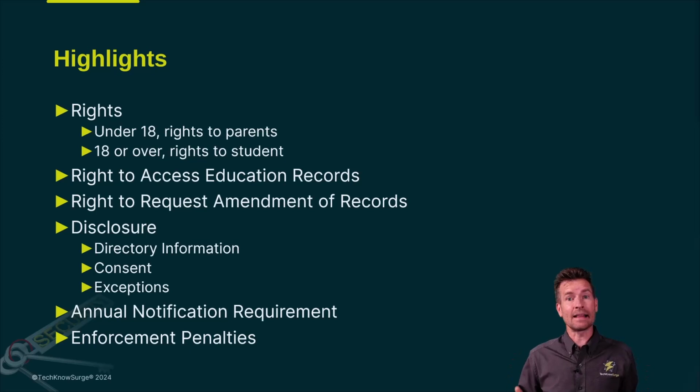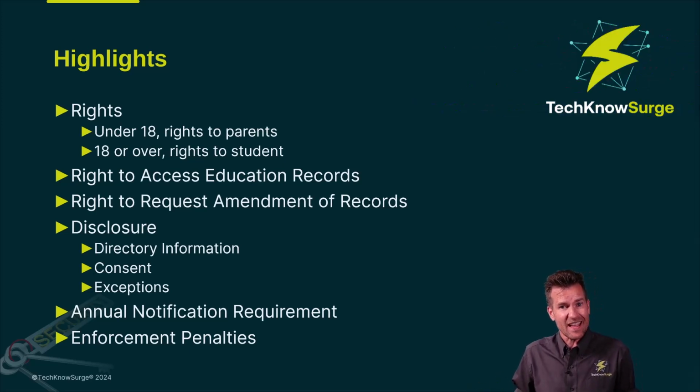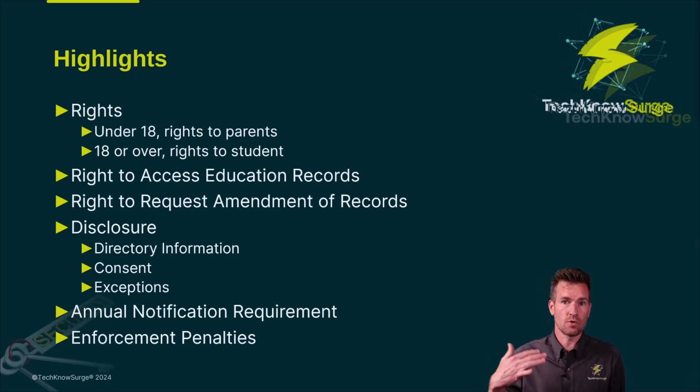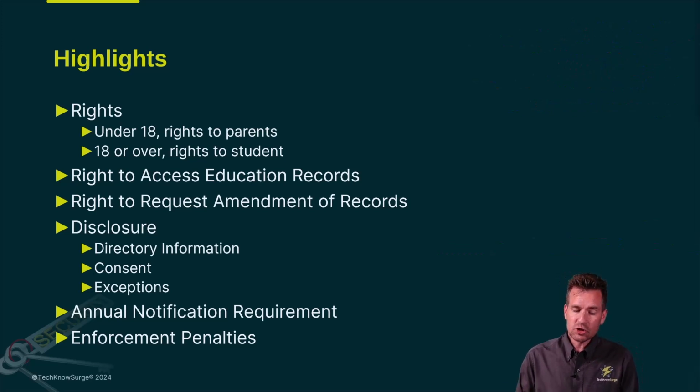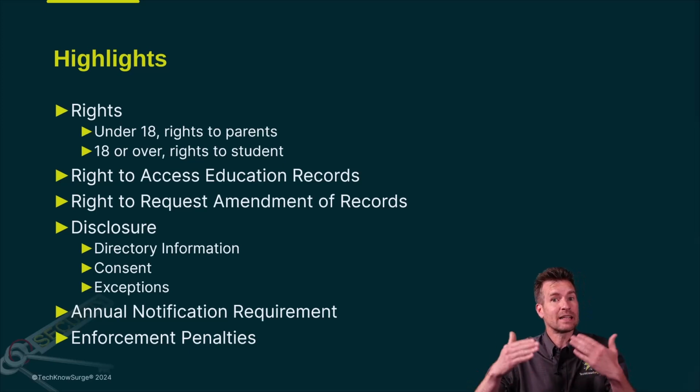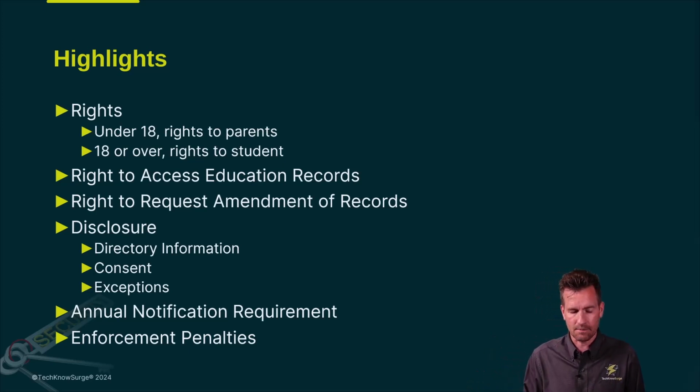Here are some of the highlights of FERPA. First of all, you have to understand who has rights under FERPA. And when it comes to student records, if that student is under 18, then the parents have the rights to do the requesting that happens under FERPA. And that shifts and goes to the student when that student turns 18. So one of the things that they have a right to is the right to access educational records, to see what's on file for that student.